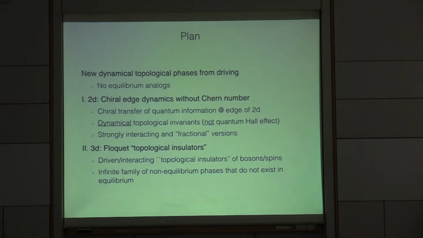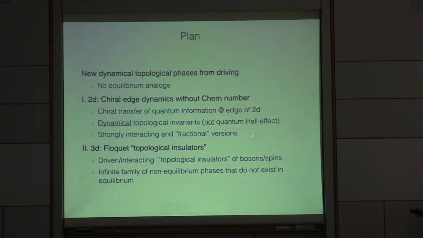I'll talk about two different cases, one in 2 dimensions, which is the possibility of getting chiral edge dynamics without Chern number. And I want to pick up where Nate left off earlier and talk about how to understand interacting versions of these systems from the perspective of quantum information. It turns out that using quantum information tools, we can get a nice classification of these and a nice physical picture of what's going on.